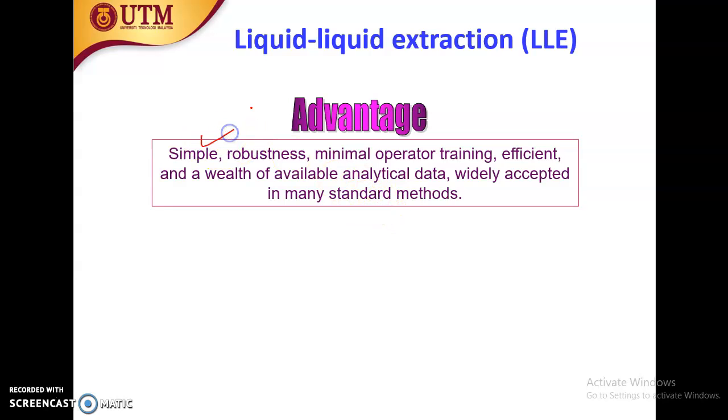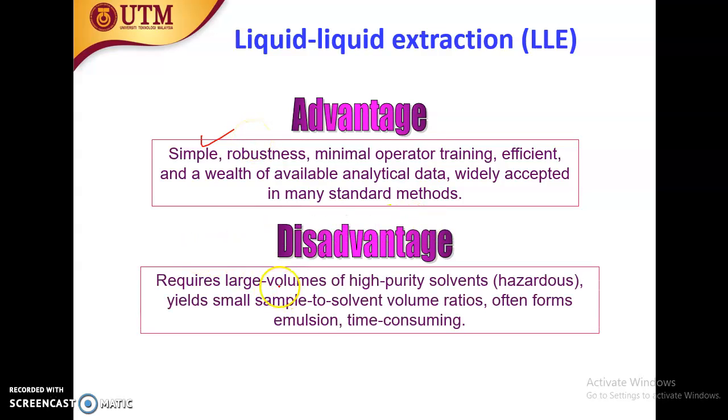The advantage is that it's really simple. It doesn't need any cartridge, unlike solid phase extraction, which needs a cartridge. In liquid extraction, you only use a Falcon tube, for example, and then you find a solvent that is chemically correct, you shake the sample, and then you use a syringe to take the desired phase. However, because it requires volumes of high purity solvent, it is hazardous to discard. It means you have to think about how to discard it.